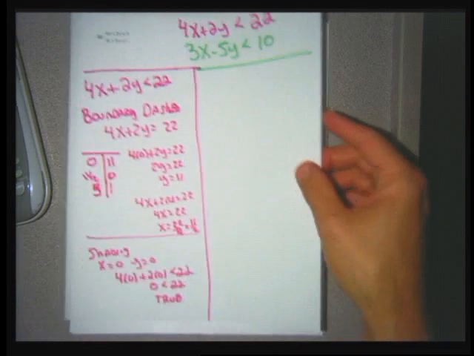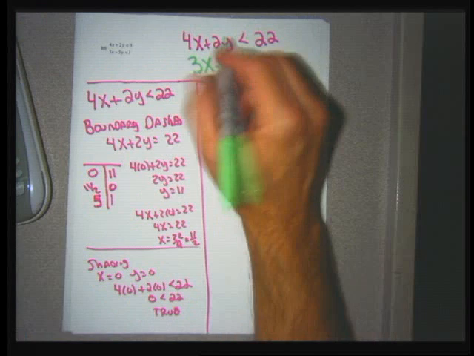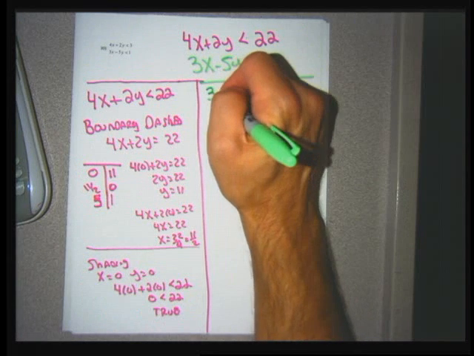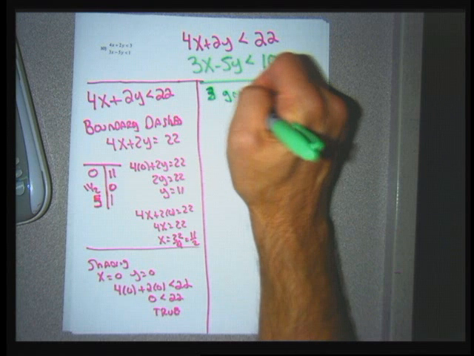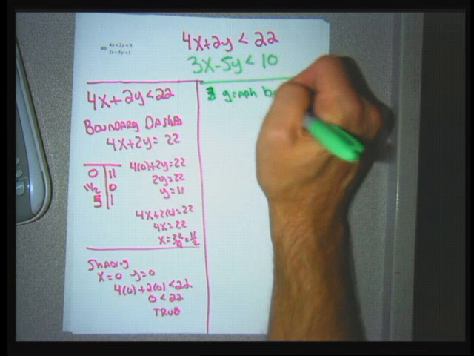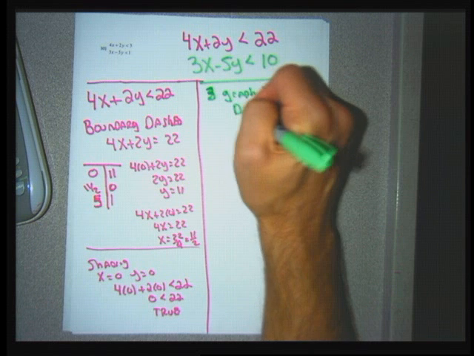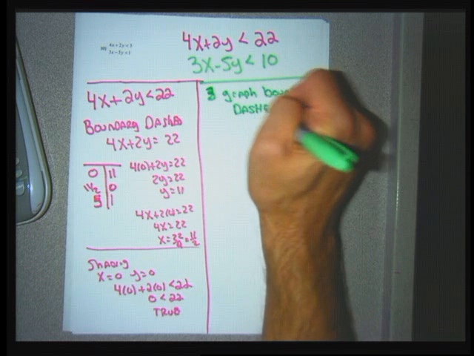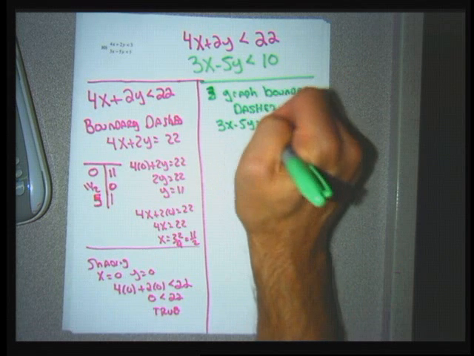Now the ugly fraction one. I just should have done better with these problems, but fractions, again, aren't the worst thing. We should be able to deal with them, although I'd rather not. I'm going to graph the boundary with a dashed line. The boundary is 3x minus 5y equals 10.